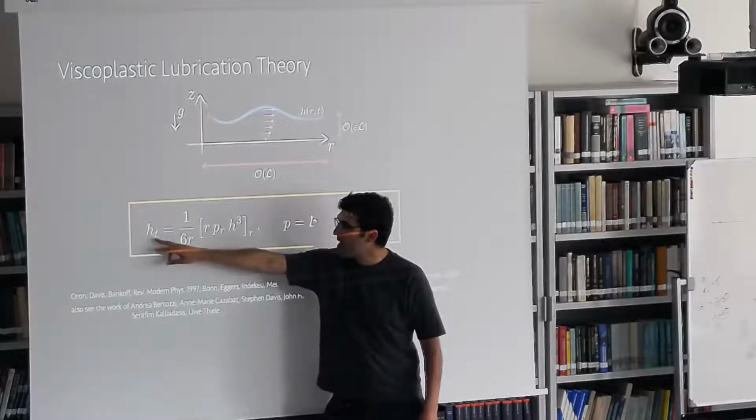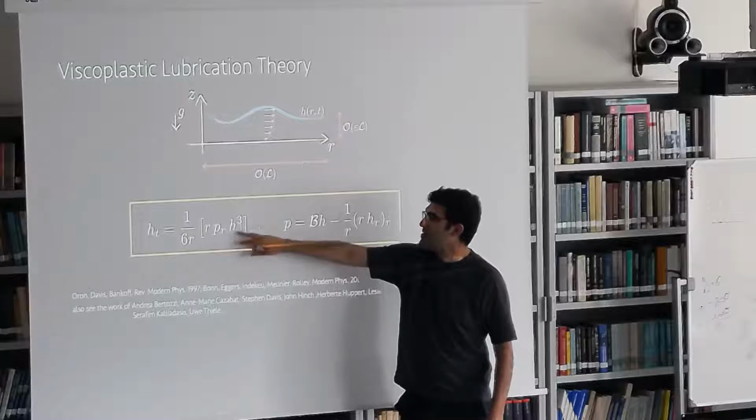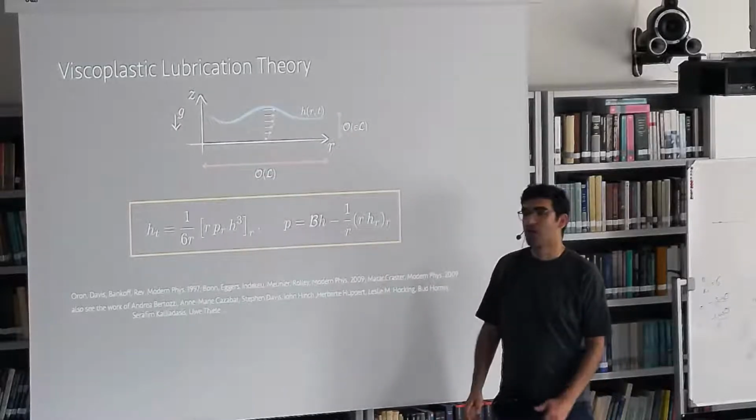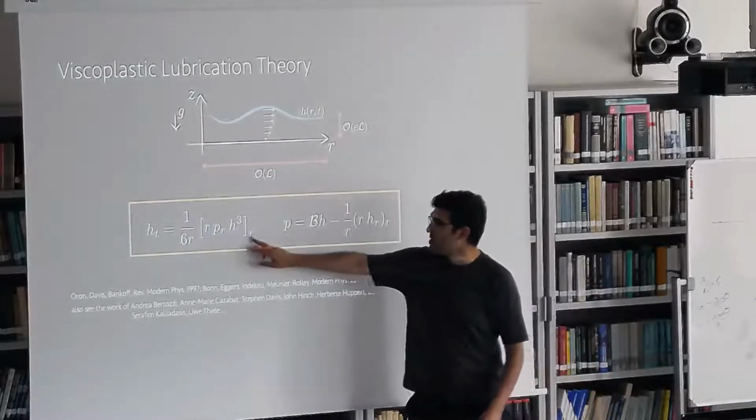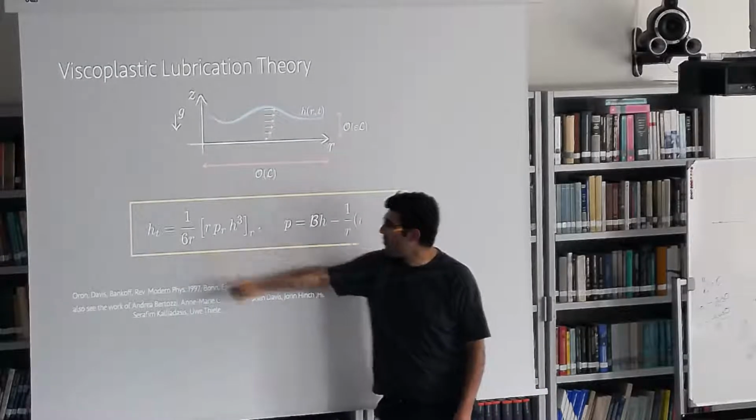The derivative of that with respect to time, you have on the right side the pressure gradient and this h cubed, so you can think about it like a diffusion-like equation, okay? And this is all a derivative. I wrote it down in axisymmetric coordinates. That's why you have 1 over r there.